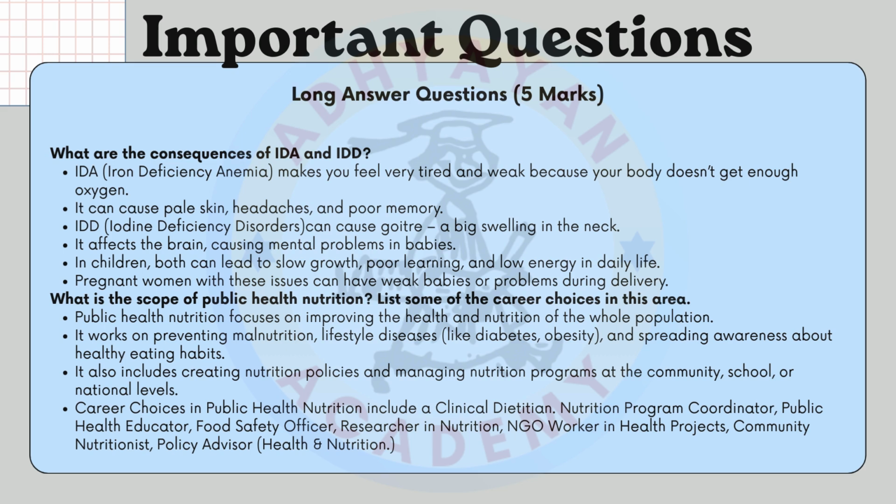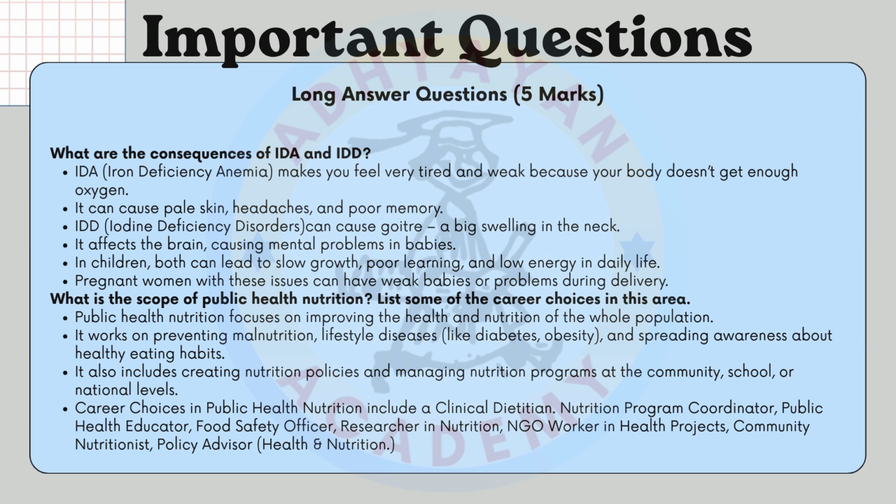IDD or iodine deficiency disorders can cause goiter, that is, a big swelling in the neck. It affects the brain, causing mental problems in babies. In children, both can lead to slow growth, poor learning, and low energy in daily life. Pregnant women with these issues can have weak babies or problems during delivery.